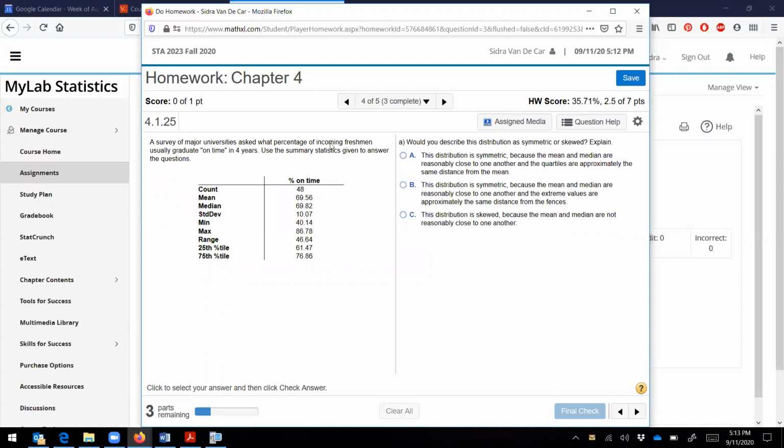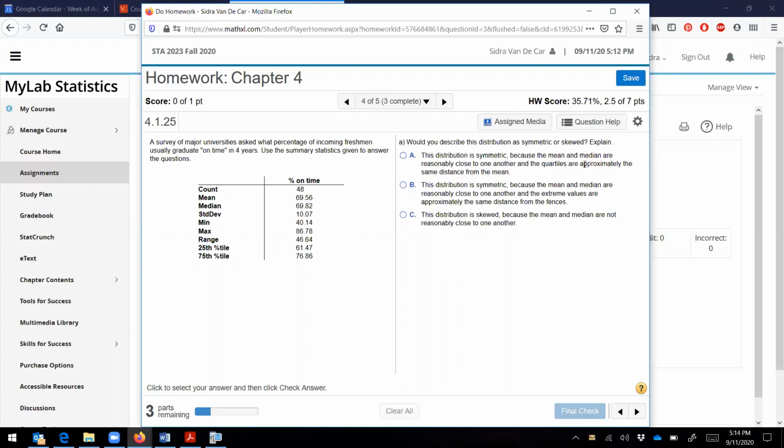A survey of major universities asked what percentage of incoming freshmen usually graduate on time in 4 years. Okay, here's our summary statistics. Would you describe this as symmetric or skewed? Well, our mean and median are almost exactly the same value. That happens when it is symmetric. All right, notice that's said in A and B. We can rule out C.